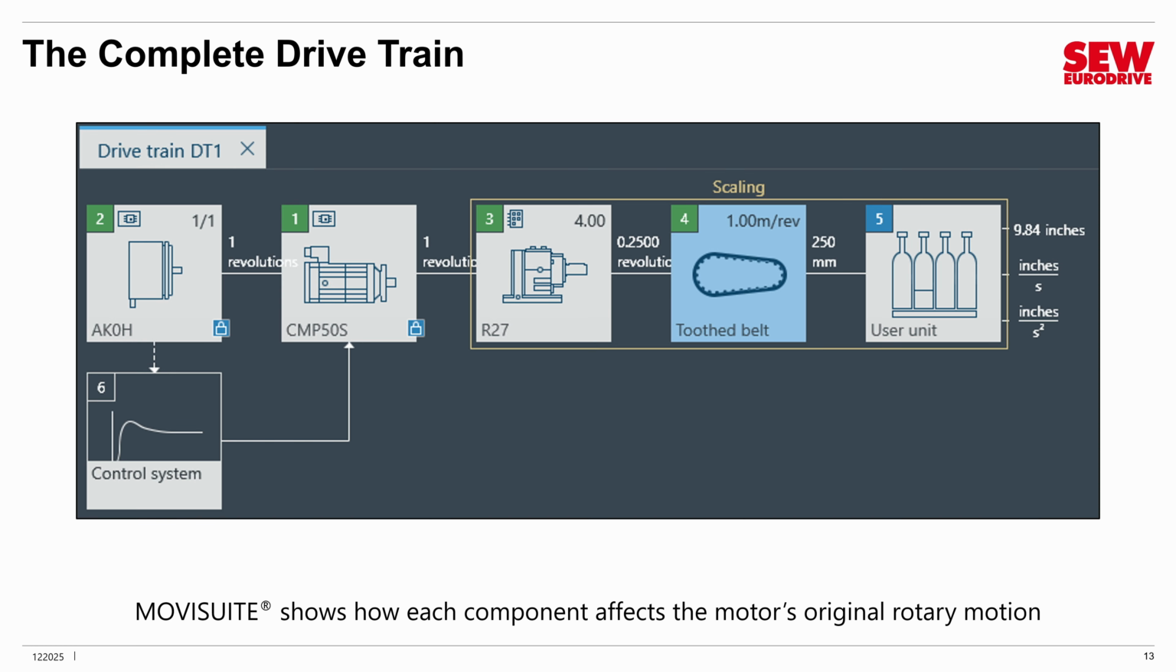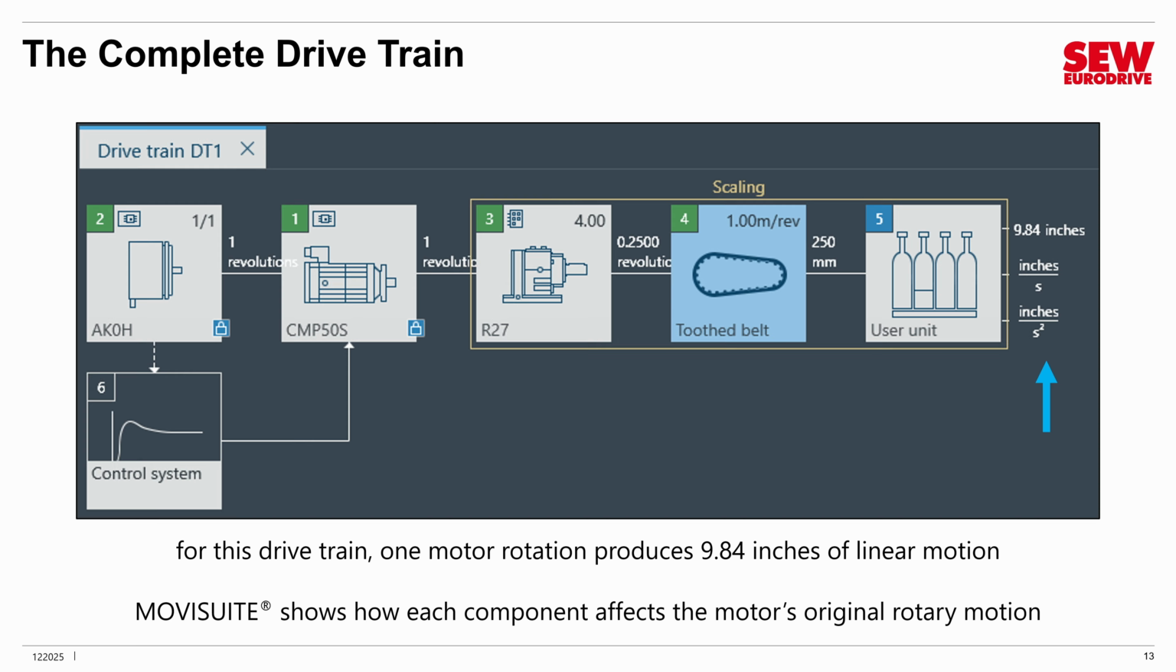One thing that's very nice about MOVI-Suite, it shows you how each component affects the motor's original rotary motion. For example, we have a fairly complex drivetrain here. We start right here at the output of the motor. We have one rotation of the motor, and MOVI-Suite tells us that when it goes through the gearbox, it becomes 1/4 of a rotation because we have a gear ratio of 4:1. The toothed belt translates that into 250 millimeters of linear motion, and the custom unit translates that to 9.84 inches of linear motion. So if that motor turns 1 revolution, you're going to get 9.84 inches of linear motion.